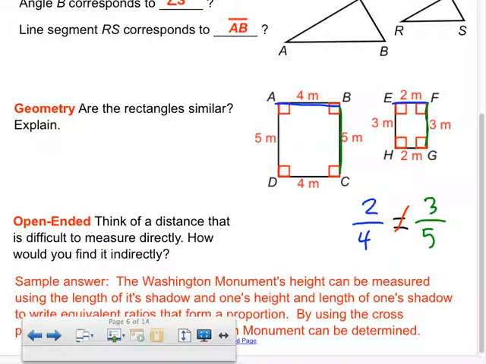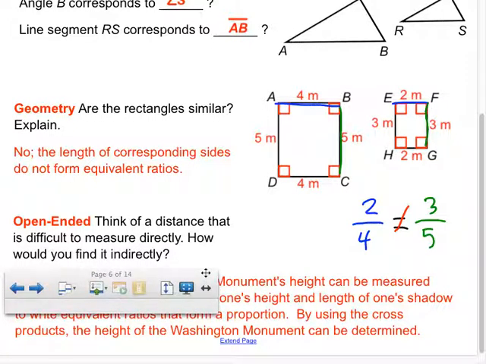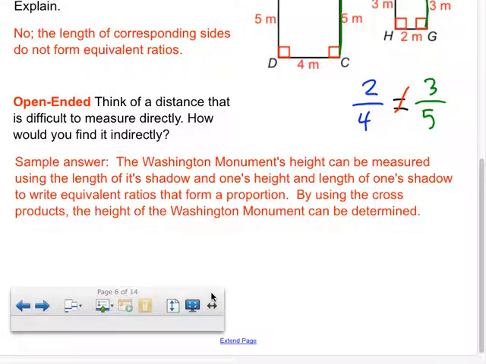Yeah, that's awesome. No, the lengths of the corresponding sides do not form equivalent ratios. They're not equivalent ratios, so it can't be similar. Now, here, this was kind of, you could have had any answer. I'm going to give you my sample answer.